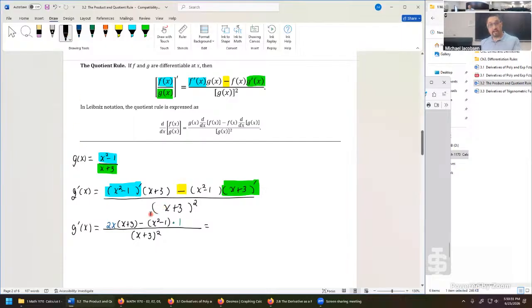We still have to simplify all of our answers, but that's just going to involve distributing 2x inside. That'll give us a 2x squared plus 6x. Distribute the -1 inside this group to get minus x squared plus 1, over x plus 3 squared. Now we have like terms, and altogether this is just one copy of x squared plus 6x minus 1.